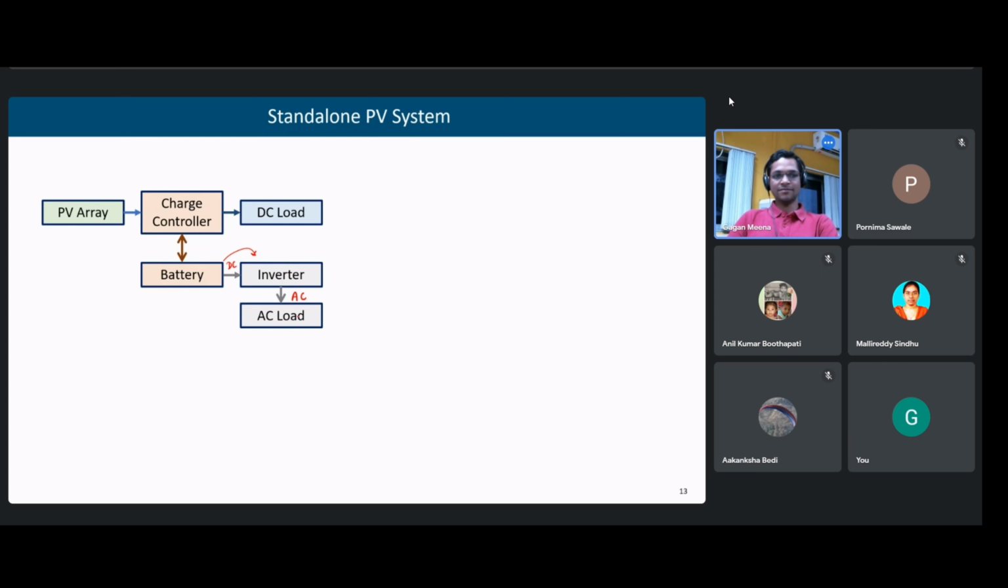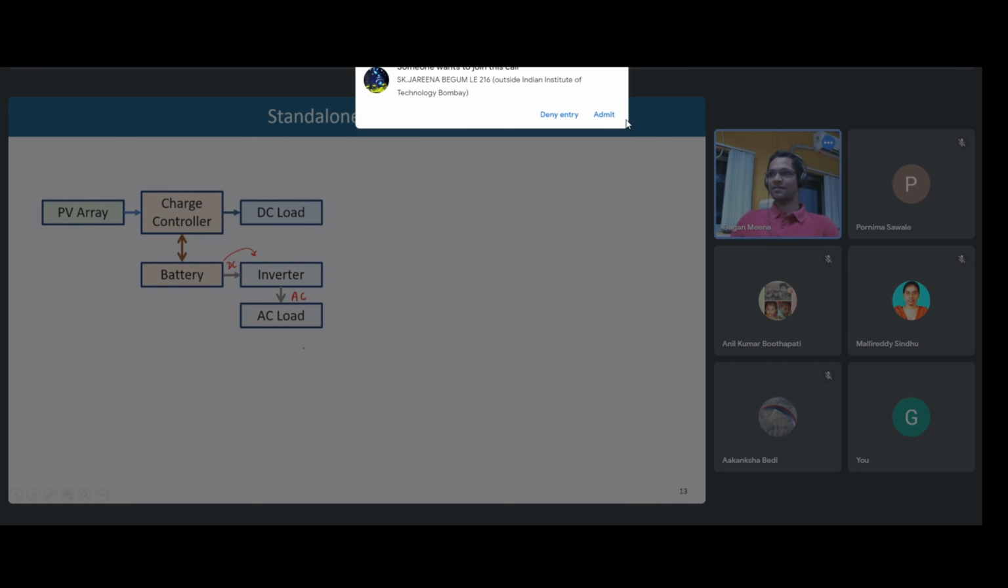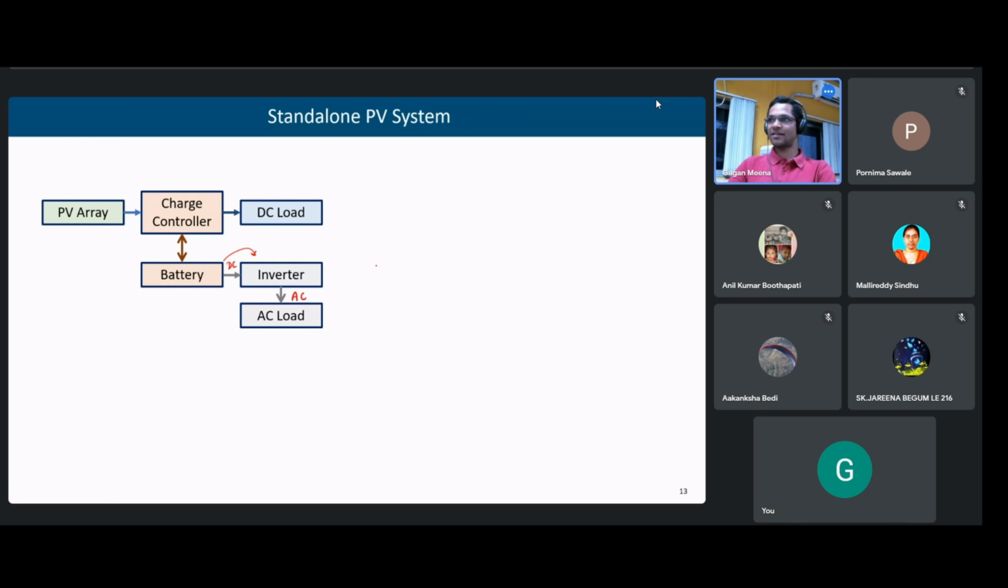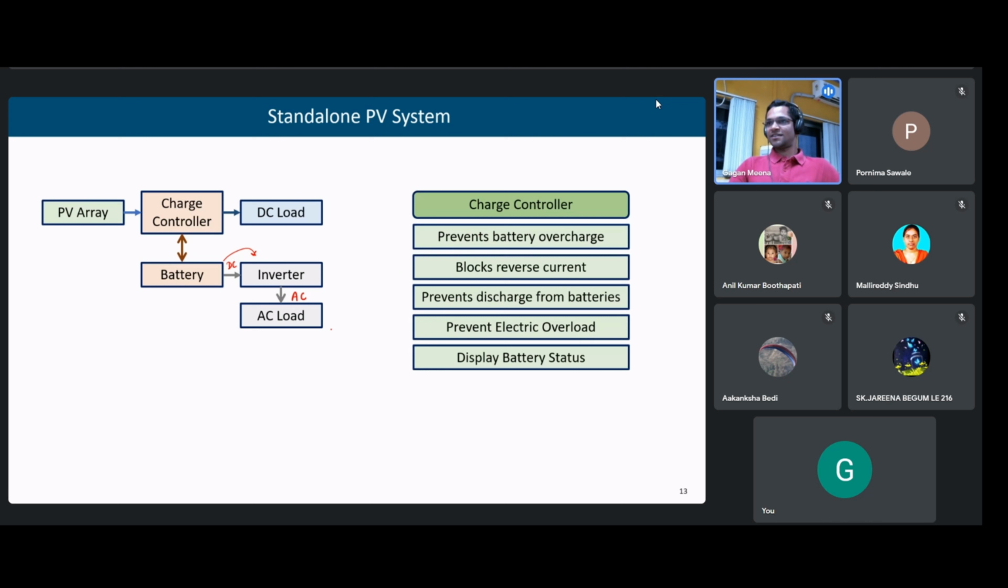So can you tell what is the function of this charge controller? Why do we use the charge controller? Okay, so the charge controller prevents the battery overcharge and discharge both. It also blocks the reverse current flow, and it can also display the battery status, its health, state of charge, state of health. We will see this again in week 3.